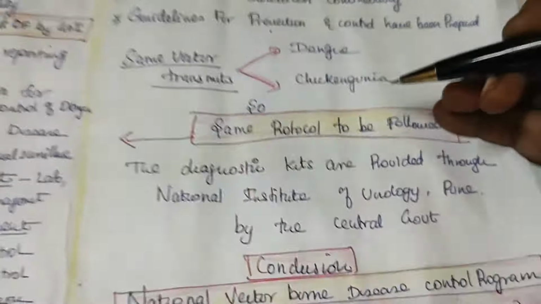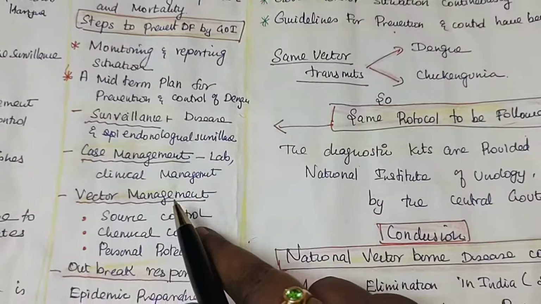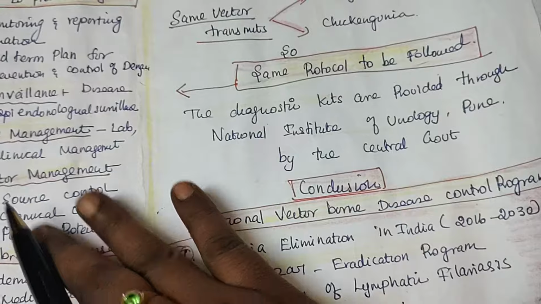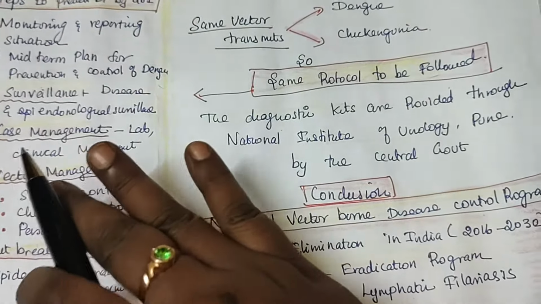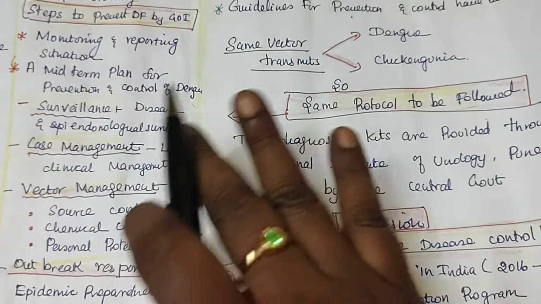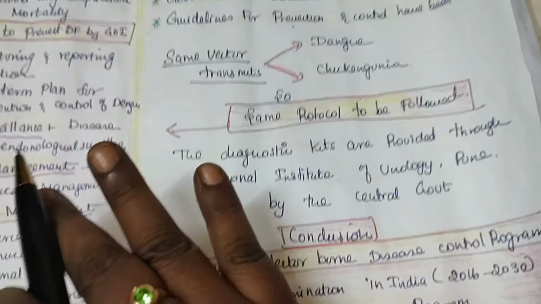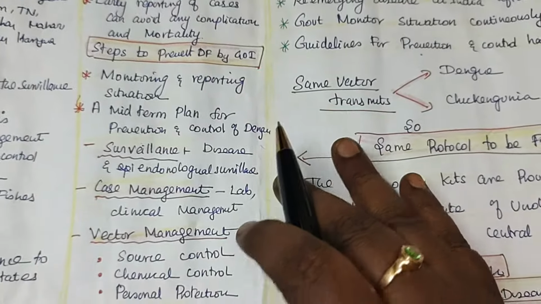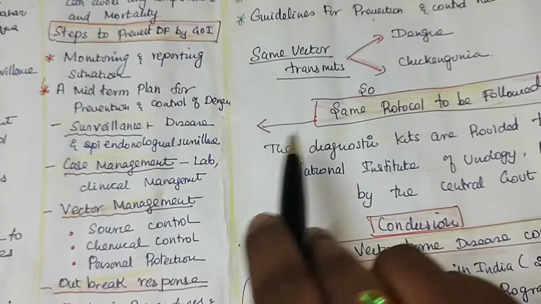If you see, the same strategy you have to write. Are you understanding? Monitoring, because this is also a mosquito-borne disease. Also here the diagnostic kit has been provided by the National Institute of Virology. They are giving it freely. Understand? So that kit will help, and the same strategy you have to write here.